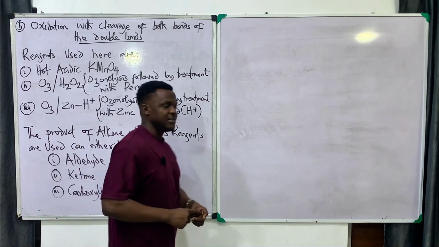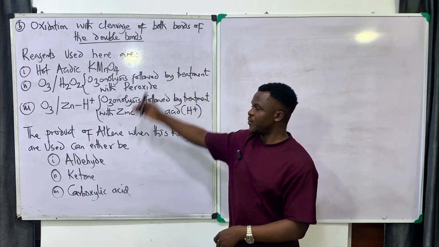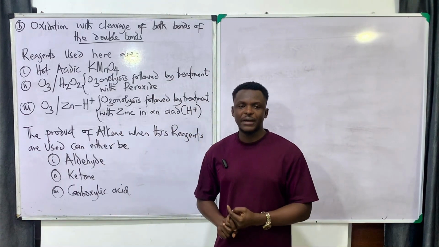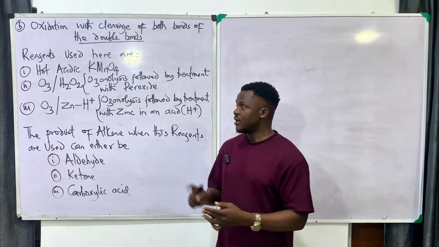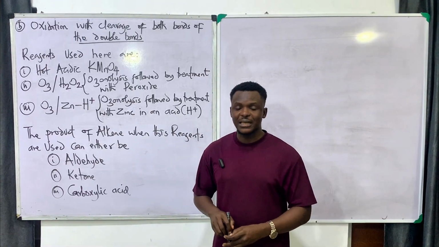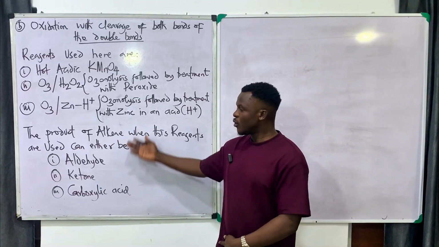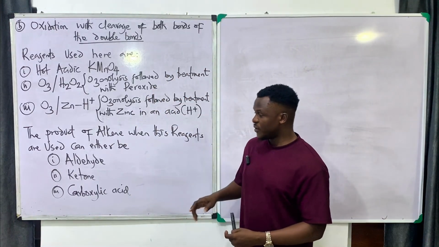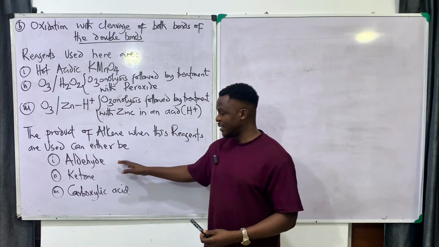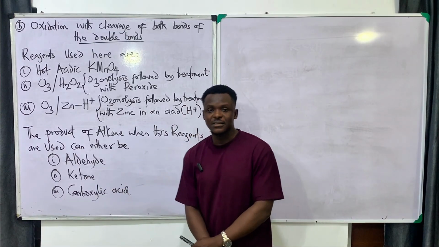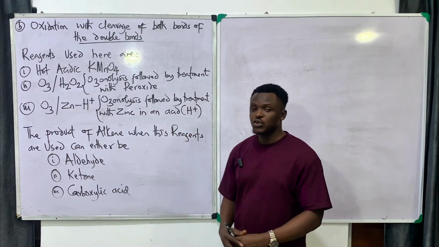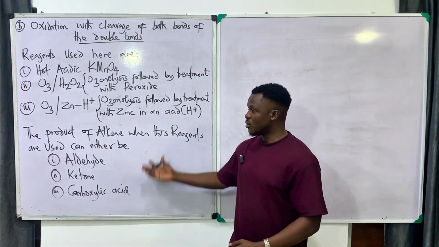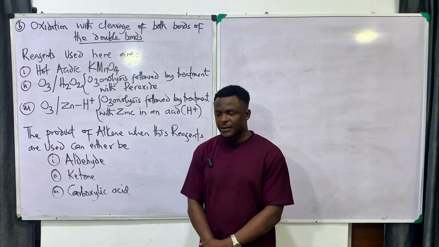Now, just like I said, if you make use of any of these 3 reagents: hot, acidic permanganate, ozonolysis followed by treatment with peroxide, and then ozonolysis followed by treatment with zinc in an acid medium, you're going to split the double bond into 2 halves. And the product of the reaction can either be aldehydes, ketones, or carboxylic acid. So I'm going to be putting us through to see how we're going to achieve this. So sit back and watch us unfold this, all right?